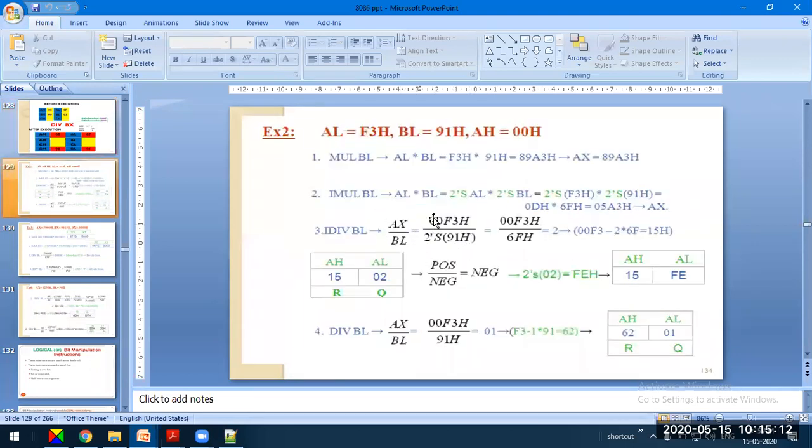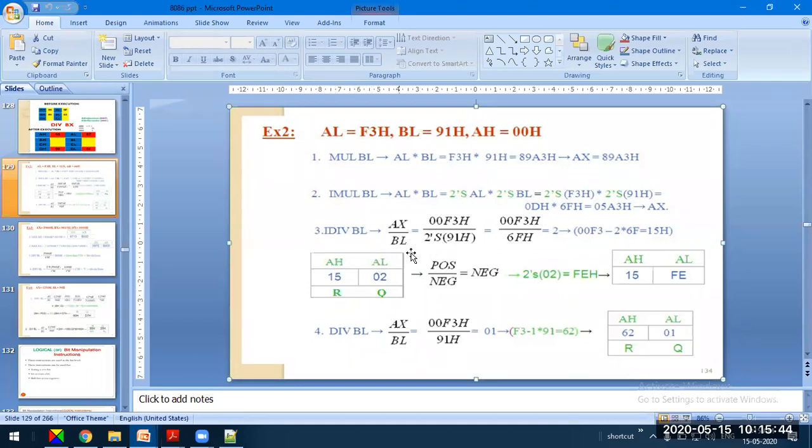So I'm just looking at some other examples. So the 2's complement of 91H. If it is minus 91, it takes the 2's complement of 91H, that is 6FH. So it performs the division, and the result is 2. So 02 is stored in AL and the remainder is 15H, that is stored in AH. So AL is the quotient, and the remainder 15H is in AH.